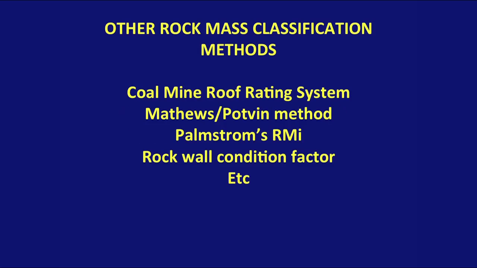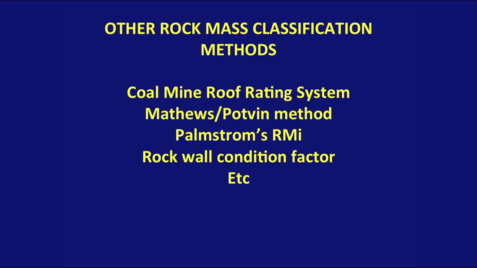There are many other rock mass classification methods as well, which we're not going to use. The coal mine roof rating system has been used or tried out in South Africa and found not to be satisfactory for our conditions here. There's a Matthews-Potvin method, and that is particularly applicable in Canada and Australia for open stoping mining operations. Palmstrom developed a rock mass index, and there's a rock wall condition factor, which is not really a rock mass classification method, but is useful in our high stress conditions.